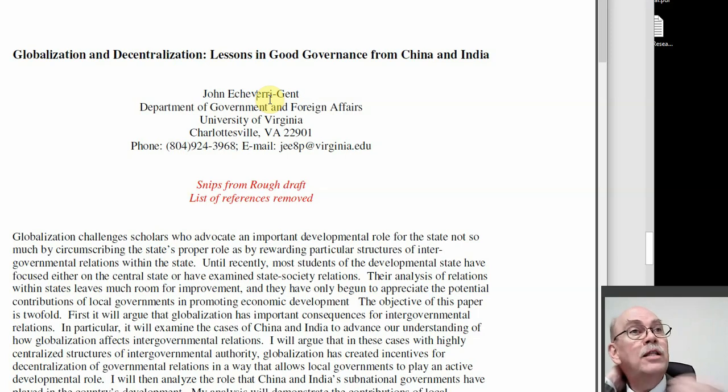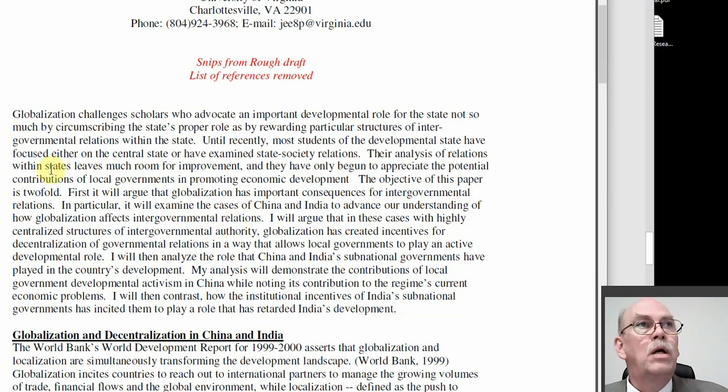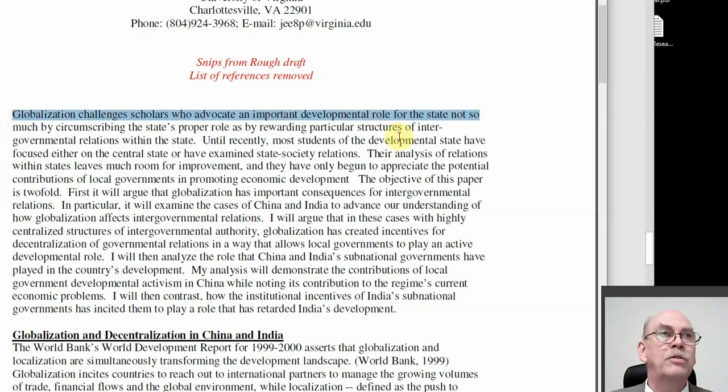And so, in this case, Echeverri looks like an Italian or maybe Spanish or French name. And Gent looks like a Dutch, Netherland, or German name. So kind of a South and a North Europe. Interesting name. And his specialty is government and foreign affairs. All right, University of Virginia, good school. His basic starting point is globalization challenges scholars. Okay, scholars, people who study things. Globalization gives headaches. It challenges those scholars who are pushing for the idea of a strong, important developmental role for the state.